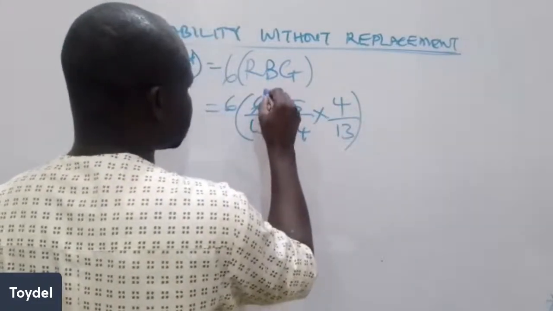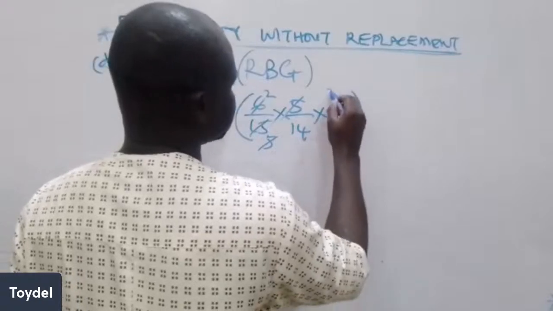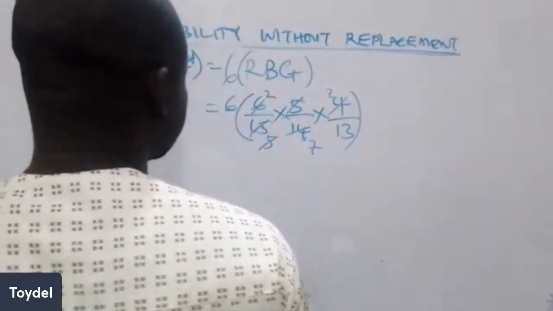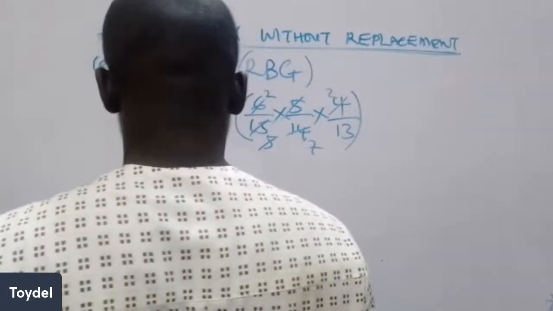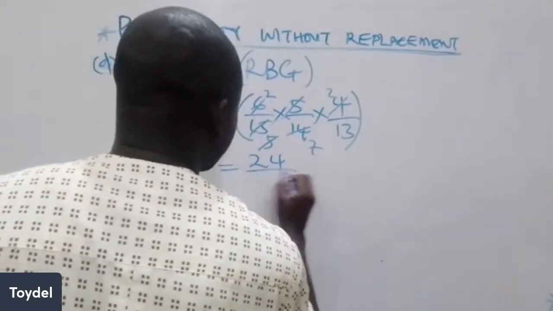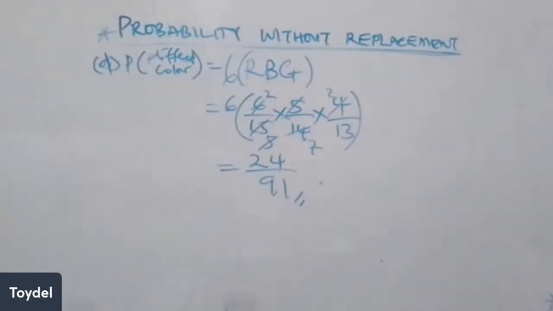So 3 here is 2, 3 here is 5. 5 can actually take care of 5. 2 here is 2, 2 here is actually 7. At the end of the day, if you do our cancellation correctly, you are going to have 2 times 2, 4, 4 times 6, 24, all over 91. And that's what you are going to get. So that is what we are going to get under probability without replacement.